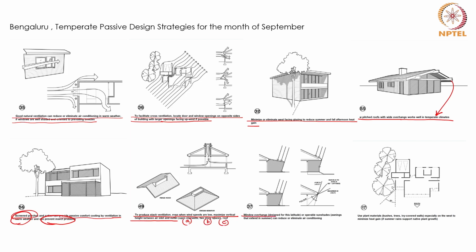To produce stack ventilation, even when wind speeds are low, we must maximize vertical height between air inlet and outlet by using stairwells, double-storied height or attic roofs. Window overhangs designed for this latitude, or operable sunshades like awnings that can be extended during summer, can reduce or eliminate air conditioning. We can use plant material like bushes and shrubs or trees or moss walls, especially on the west side. This will minimize heat gain if summer rains support native plant growth.